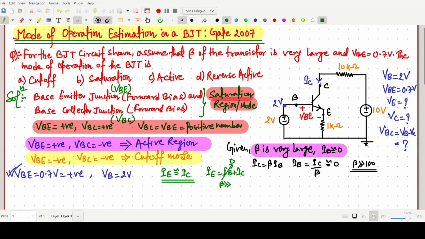So this value will be IC. So this current will also be the same as IC. This is a very fundamental concept: when beta is very large, we have to make IB equal to 0. So now if we apply Kirchhoff's voltage law in this loop, we can easily find the value of IC. So how can we find it?